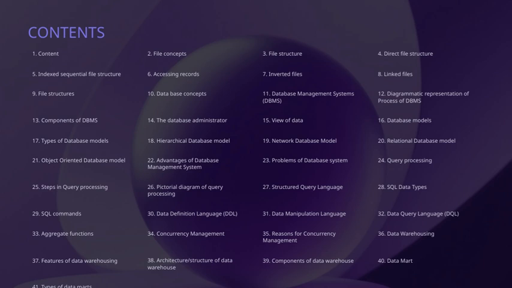The architecture or structure of a data warehouse supports these components, facilitating efficient data analysis. Features of data warehousing, like data integration and historical data storage, make it a powerful tool for strategic decision-making. Reasons for concurrency management are crucial. When multiple users access the database simultaneously, proper control prevents conflicts and maintains data integrity.